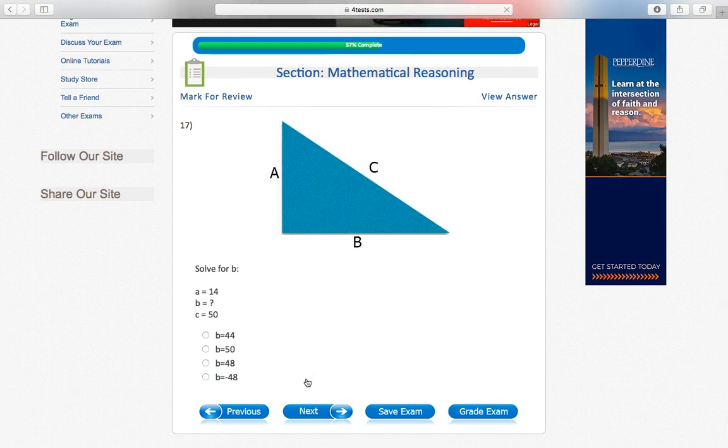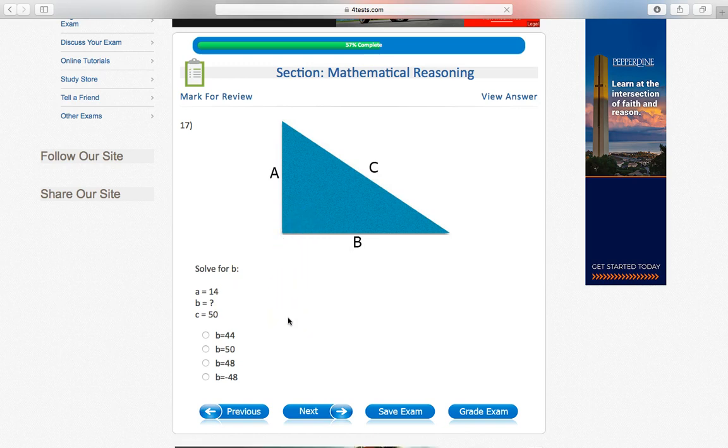All right. On this one, I'm going to assume that they mean that this is a right triangle. You'd have a little square right down here in this spot. That would signify it being a right triangle. But since it looks so much like a right triangle, I'm just going to assume that's what it is. Okay, so with a right triangle, we can use the Pythagorean theorem.